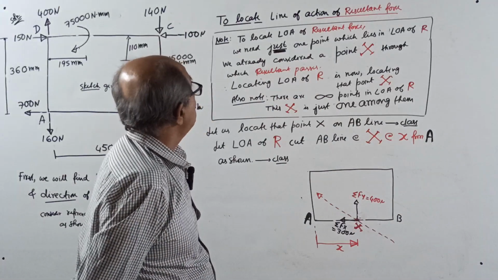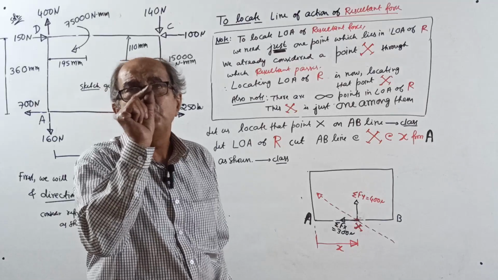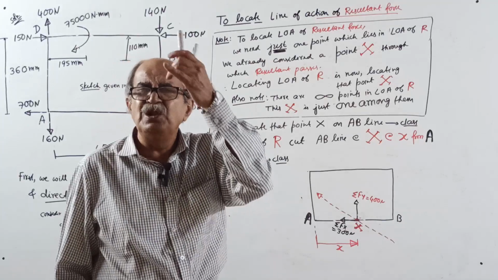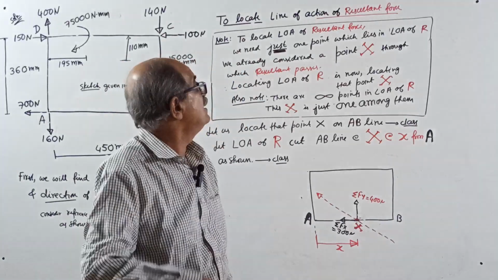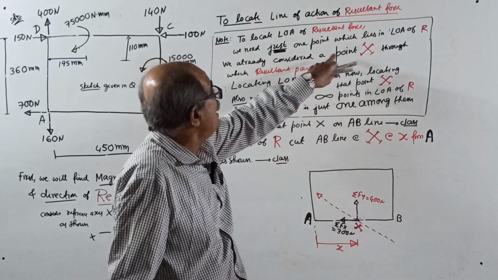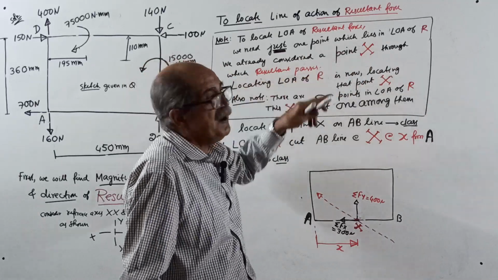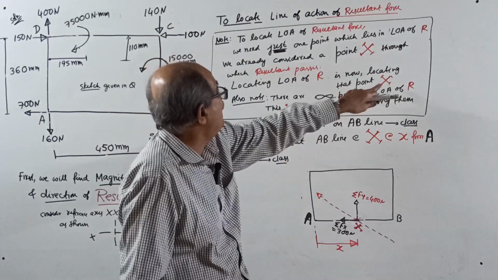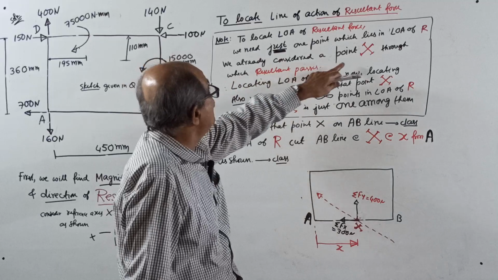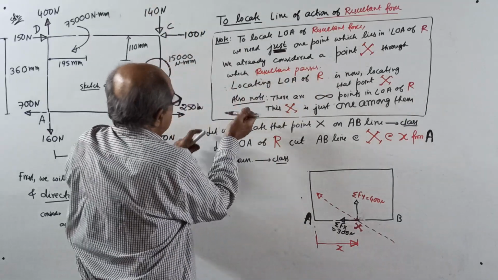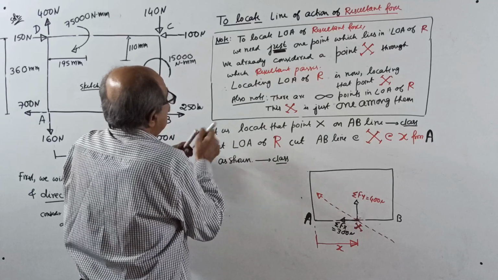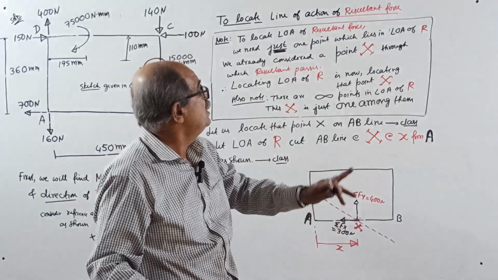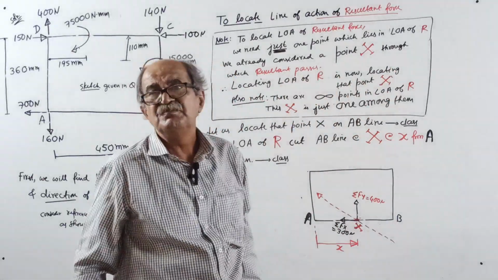To locate the line of action of the resultant force, we need just one point which lies in the line of action of the resultant. Last class fully explained. Just one point. We already considered a point X through which the resultant passes. See, just now I told let the resultant pass through a point X. Therefore, locating the line of action of the resultant now is just locating that point X.